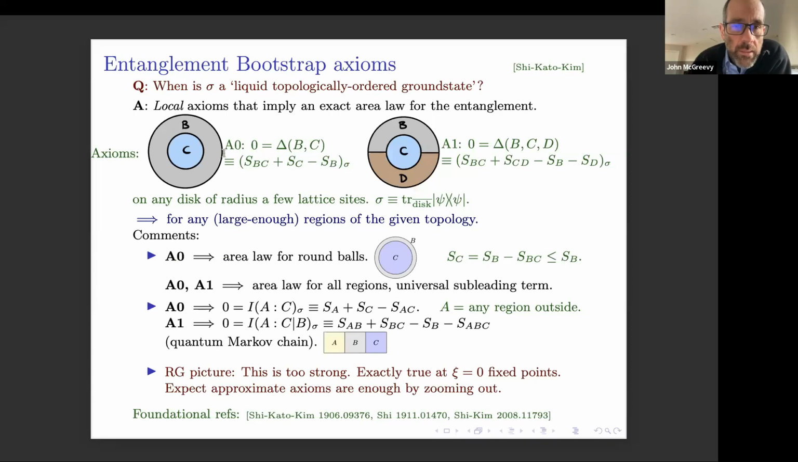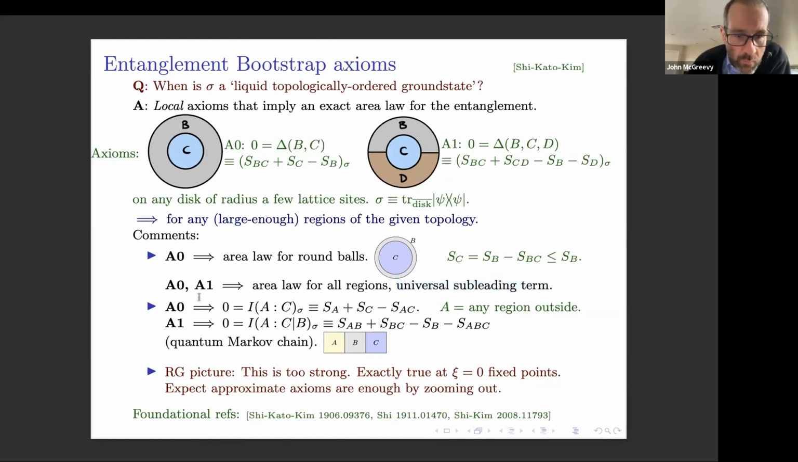So A0, the condition that this vanishes, is itself an area law for round balls, and that's just because, think of this region where the thickened boundary is a thin shell. Then it says that the entropy of C, which is the interior, is the entropy of B minus the entropy of the whole thing. But then the entropy of BC is positive, and so this is bounded above by the entropy of the boundary region. So hence it's an area law. Combining A0 and A1 actually implies an area law for regions of arbitrary shape and size. And it implies that the subleading term is indeed independent of the shape and size.